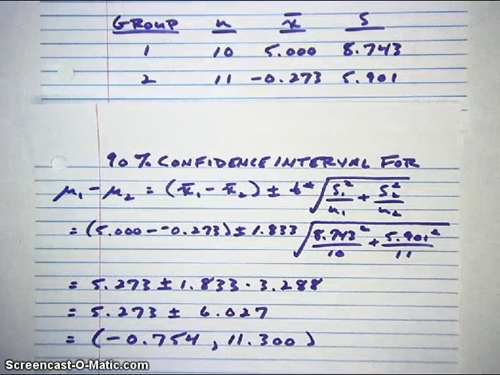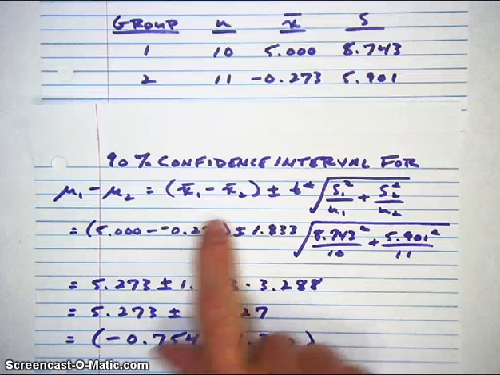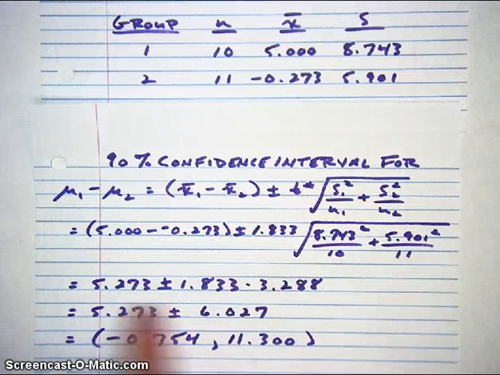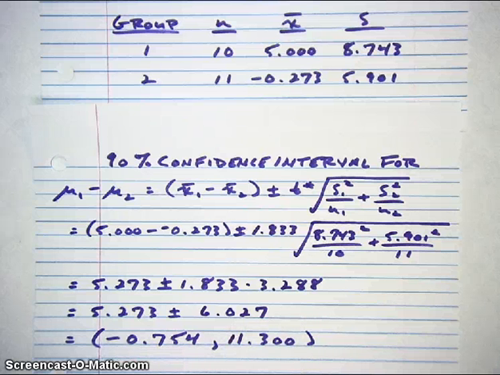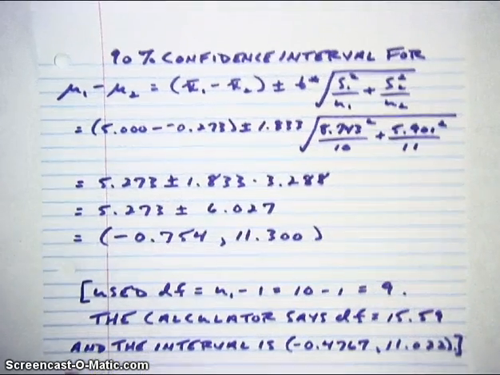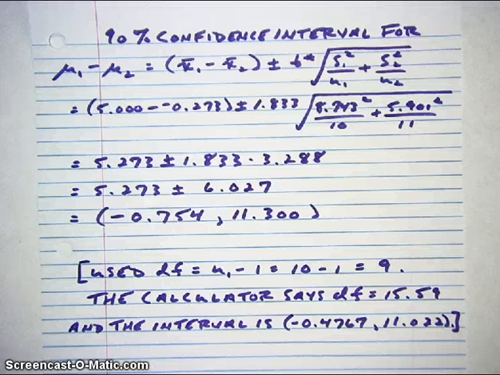So here it is. It's a 90% confidence interval for mu1 minus mu2. And again, here's your formula. Write that out, show your plugins, and then simplify it down. The interval that you get here is negative 0.754 to 11.300. That is based on 9 degrees of freedom, using the conservative approach where we take the smaller of n1 minus 1 or n2 minus 1.